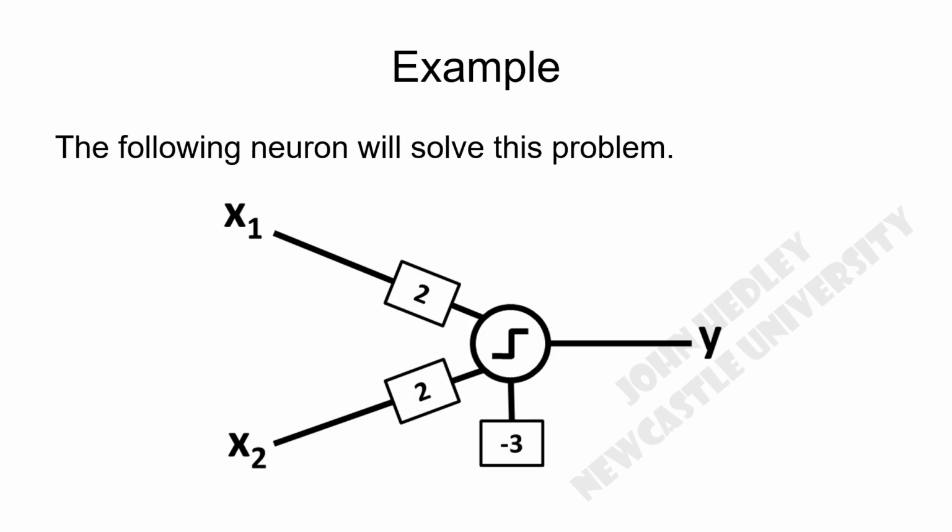Finally, if we have x1 equal to 1 and x2 equal to 1, we get 2 times 1 plus 2 times 1 minus 3, which is 1, so our hard limiter outputs 1, and so our neuron output is 1. We have therefore satisfied the requirements of the problem.